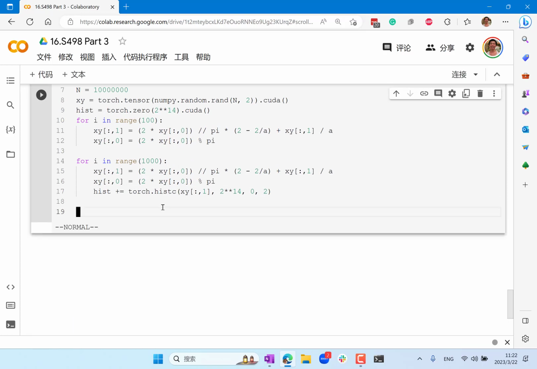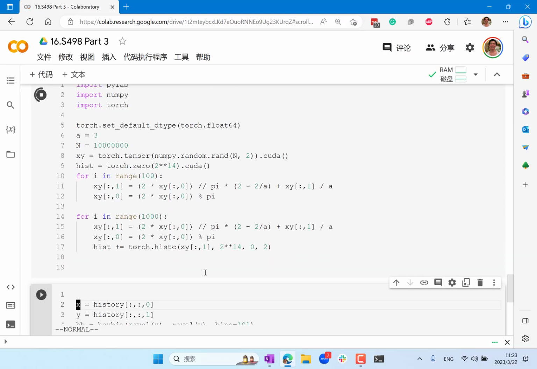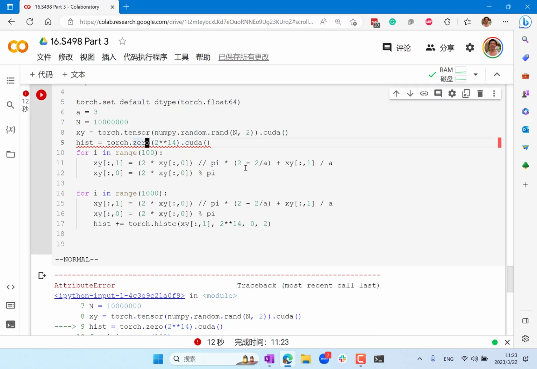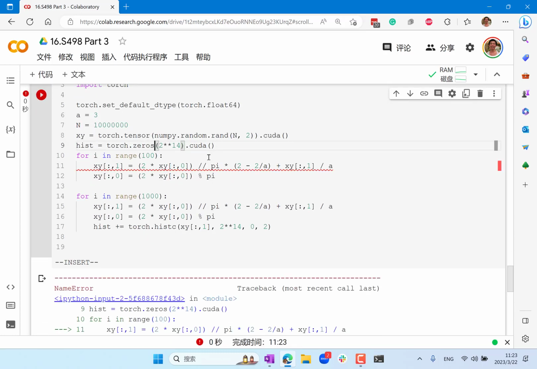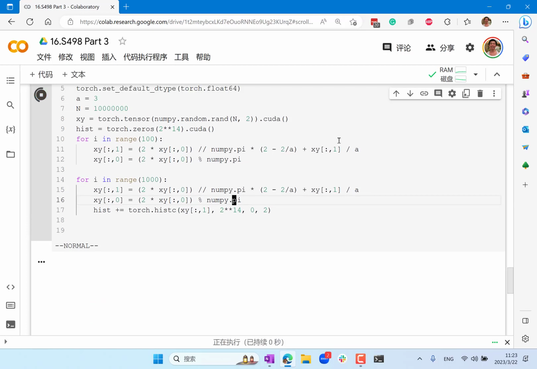So let's get rid of this for now and make sure this actually runs. Still initializing. If this is able to run successfully, what I'm going to get is a histogram of 1,000 time steps, each with 10 million numbers. Oh, zeros. Sorry. Oh, pi is not defined, so numpy.pi. Remember the y-axis lies between 0 and 2. If the previous y is between 0 and 2, the next y, if you look at the definition of the map, is surely going to lie between 0 and 2.